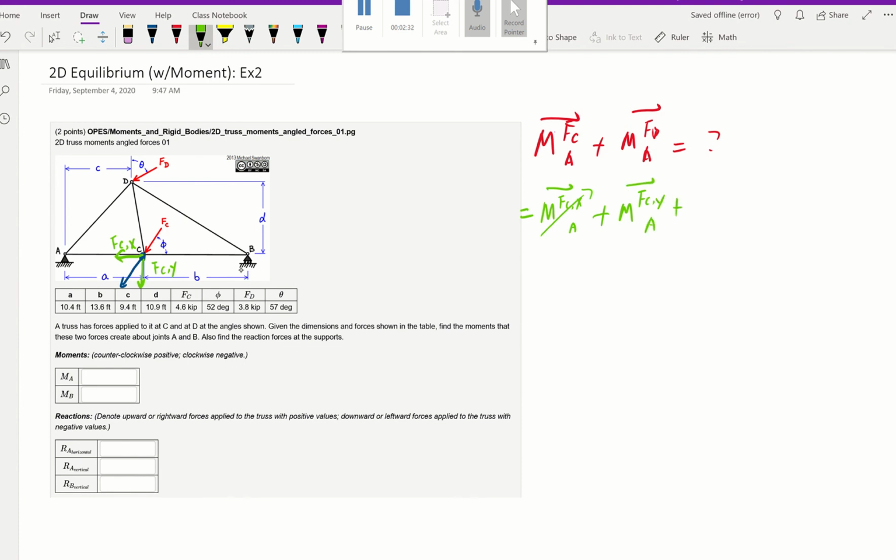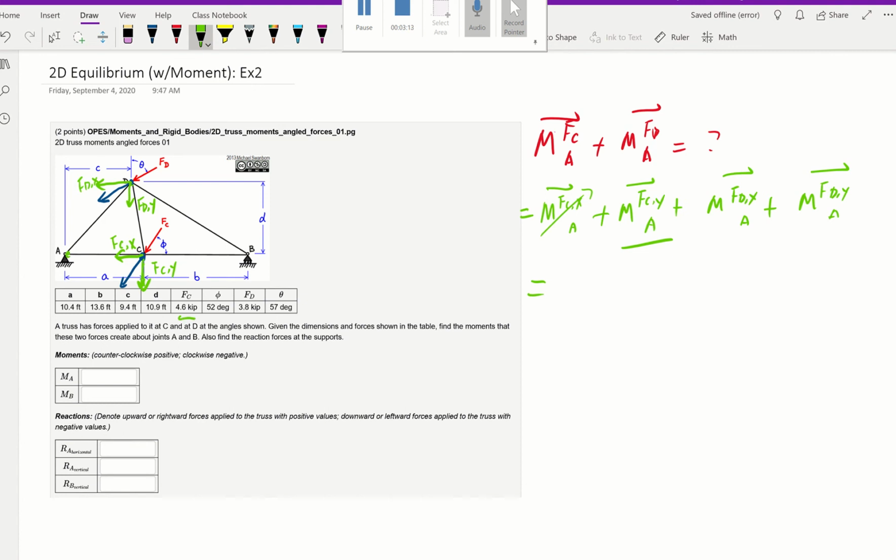Then let's go ahead and look at D. Same thing, I'm going to extend that and apply it at D. Then we decompose it into X direction and Y direction. So this will be our FDX and our FDY. Okay, now we're ready.